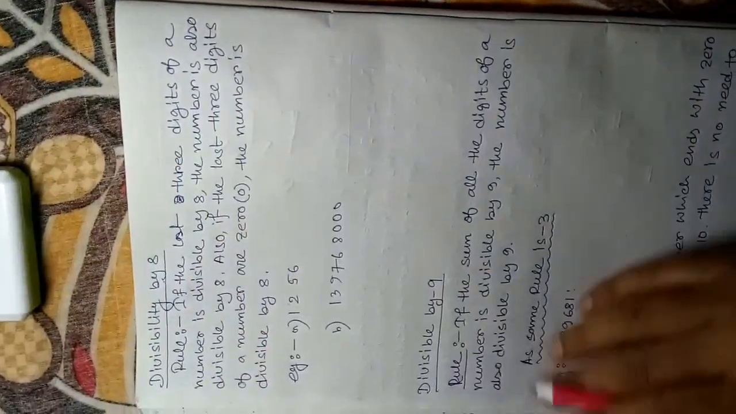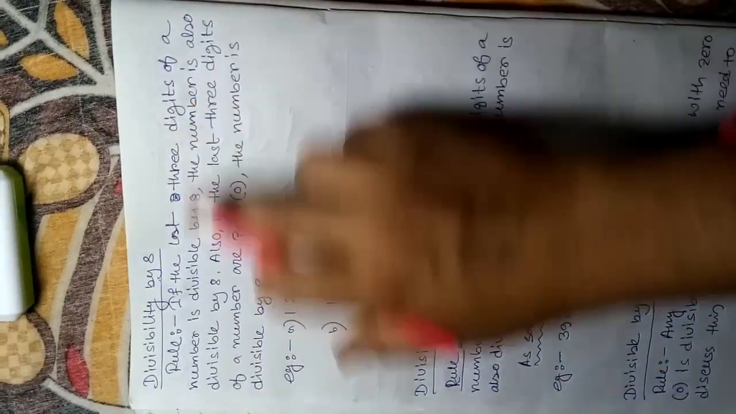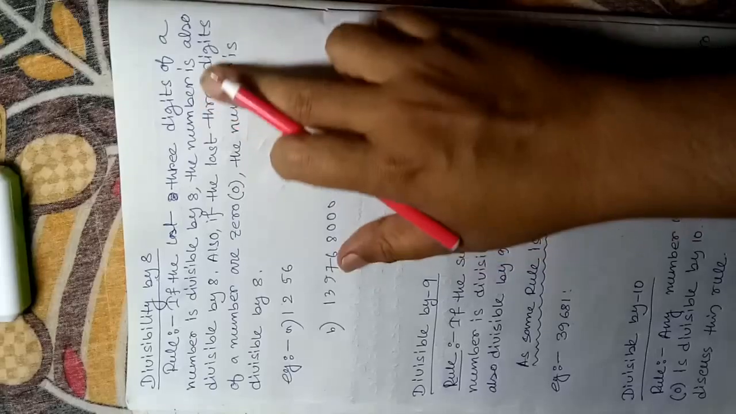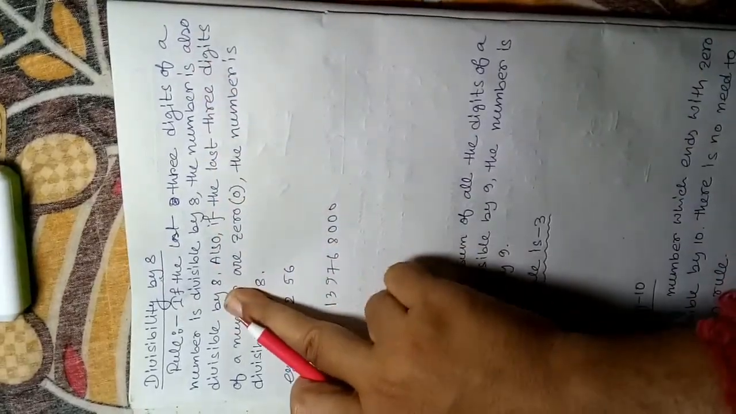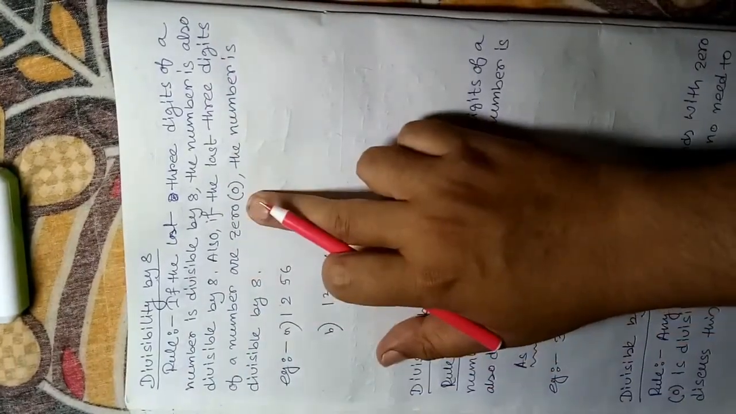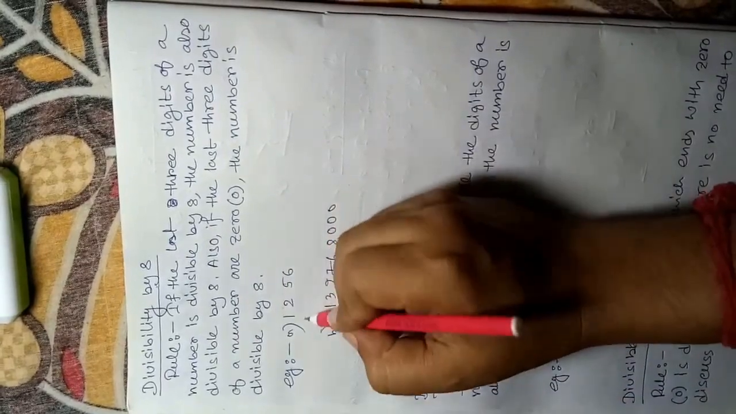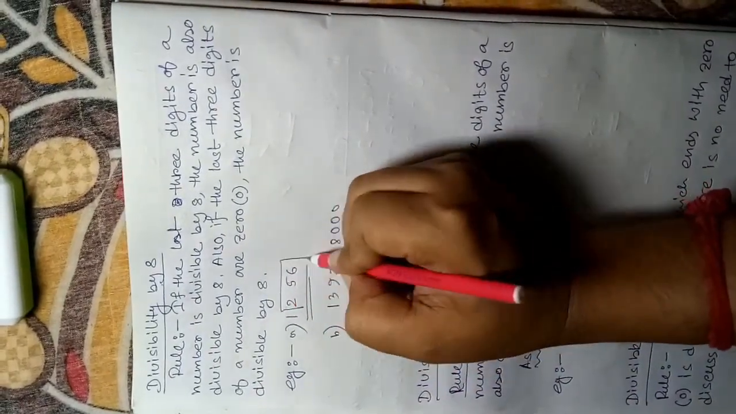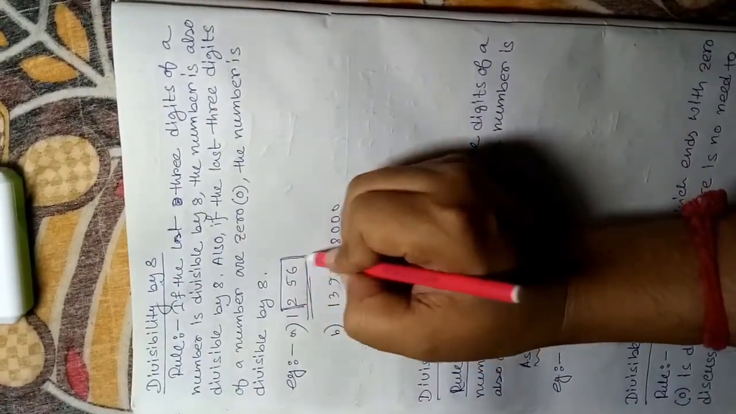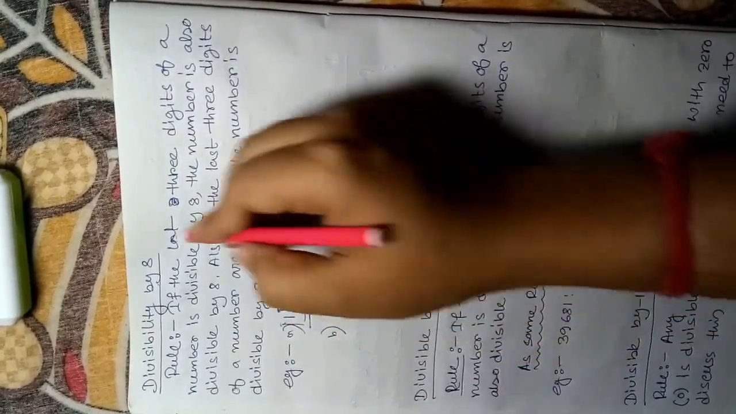Now we are coming to the divisibility rule of 8. This is very important. If the last three digits of a number are divisible by 8, the number is also divisible by 8. Also, if the last three digits of a number are 0, then the number is divisible by 8. Like 1256, we can see the last three digits are 256. 256 is divisible by 8, that means this number is divisible by 8.